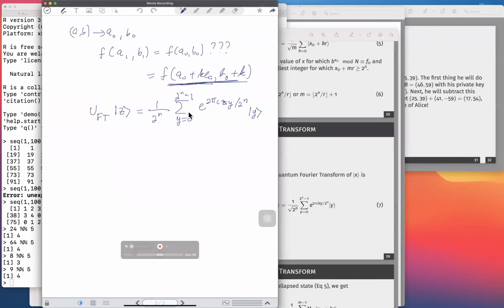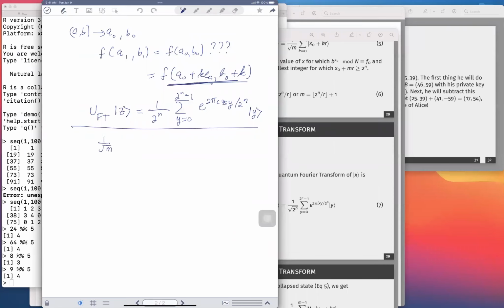Okay, so we begin with this superposition, 1 over the square root of M, summation of k equal to 0 to M, and the Fourier transform of A0 plus KE, tensor product the Fourier transform of B0 plus K. Now, if we apply this, what does that give us? It will give us the following.